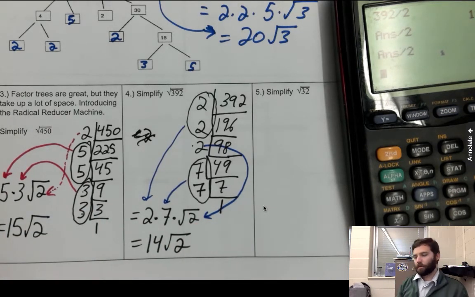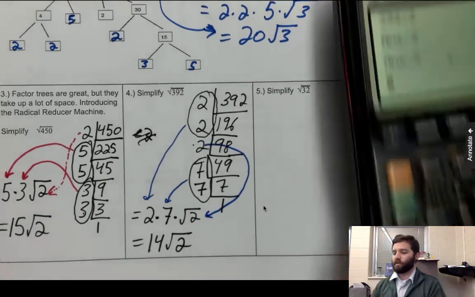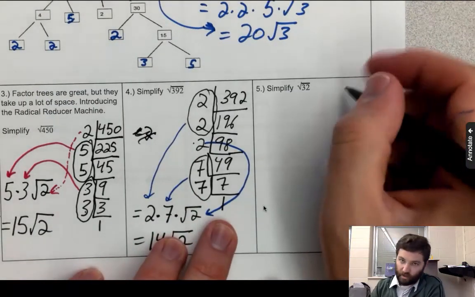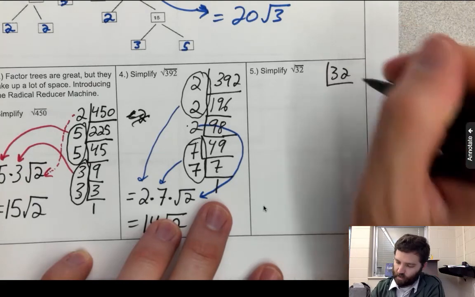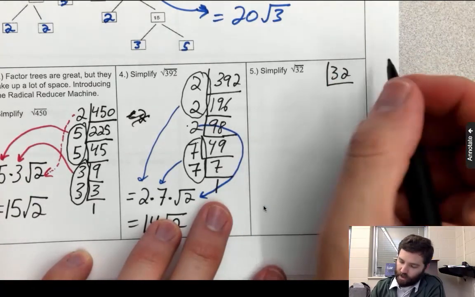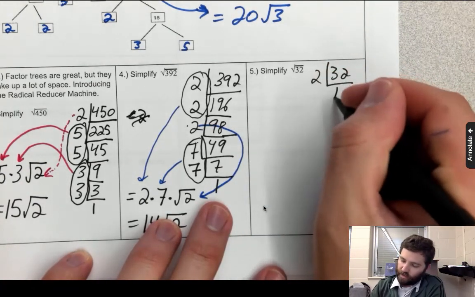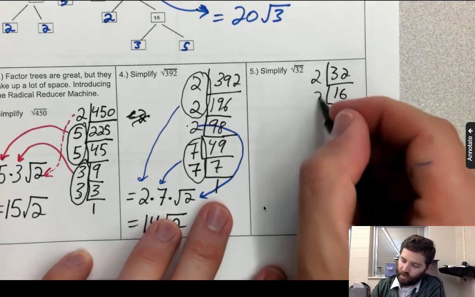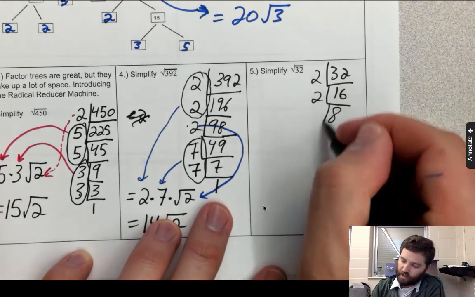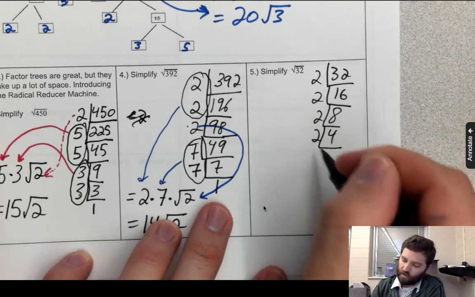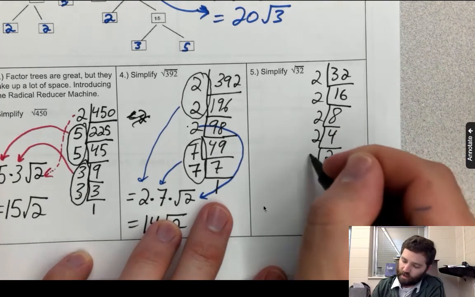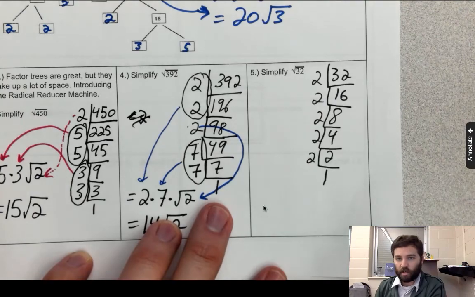Okay. All right, last one we're going to do is square root of 32. I'm going to simplify that, again, using the radical reducer machine. Put the 32 into the machine. We'll take 2. 32 divided by 2 is 16. I'll take a 2 out again. 16 divided by 2 is 8. Take a 2 out again. 8 divided by 2 is 4. Take a 2 out again. 4 divided by 2 is 2. Take a 2 out again. And get down to 1. When you hit 1, you're done.